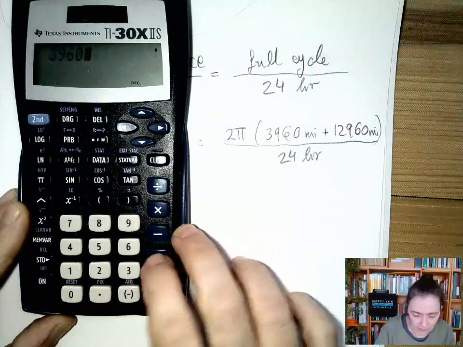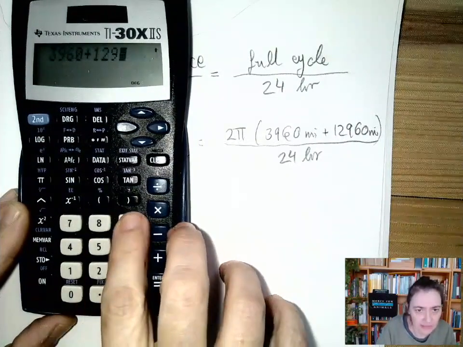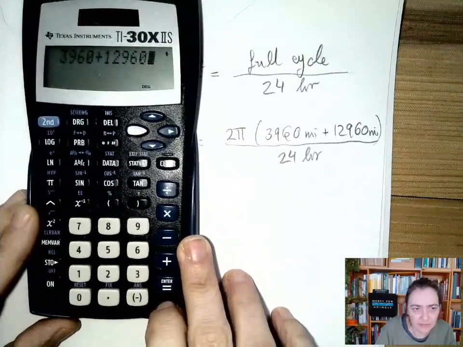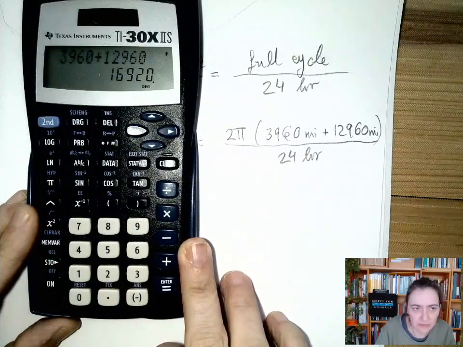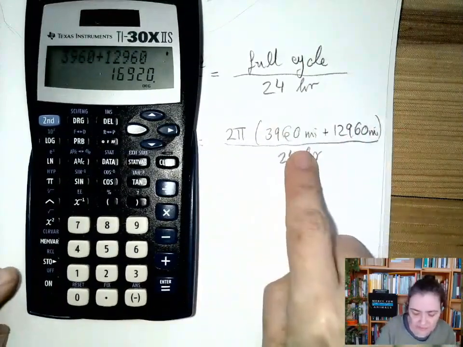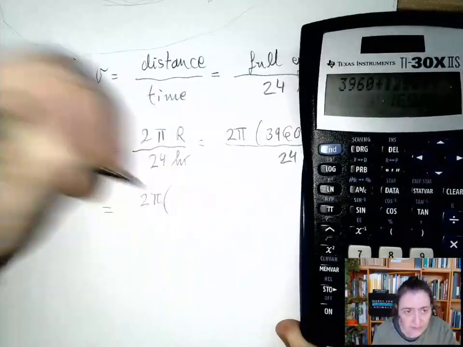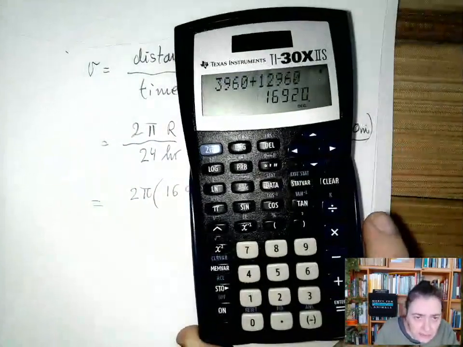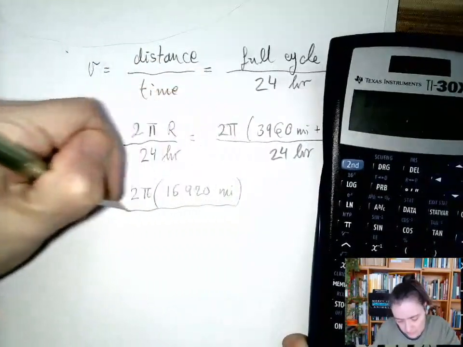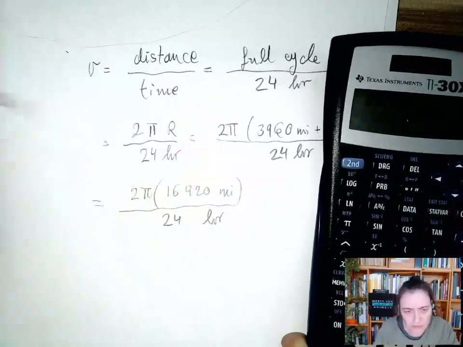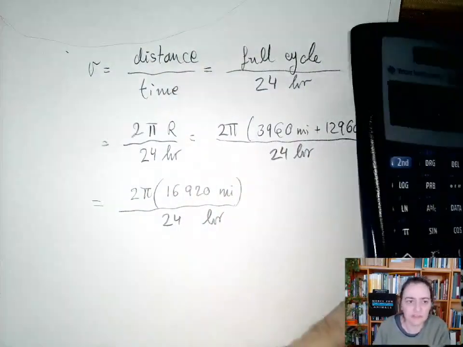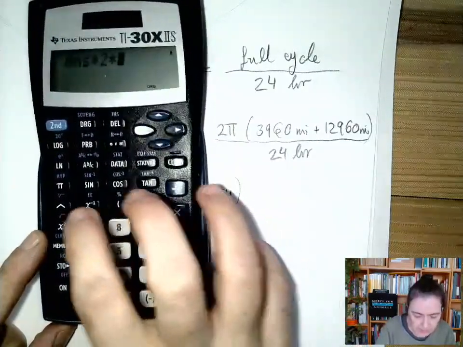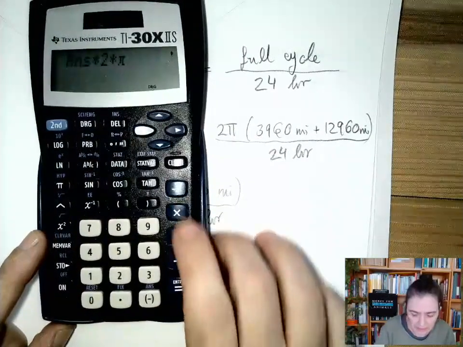3960 plus 12,960. Now, I cannot say times 2 pi because for that I would have had to put it in a parenthesis. So I'm just going to say equal. Now that's the thing in the parenthesis. So 2 pi times 16,920 miles divided by 24 hours. And you see the units are going to be perfect. It's miles per hour, which is what they want. So we're going to multiply this by 2 and multiply it by pi and then divide by 24.